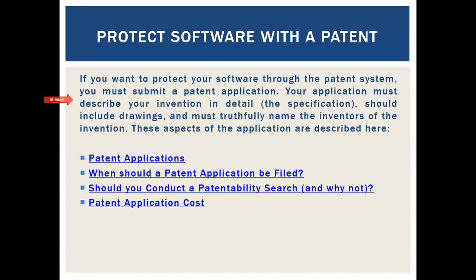Okay. In addition, you must file your patent application within 1 year of your first public disclosure or offer to sell your invention. You do not need to create your software invention before you file your patent application. And a further question is: when should a patent application be filed?